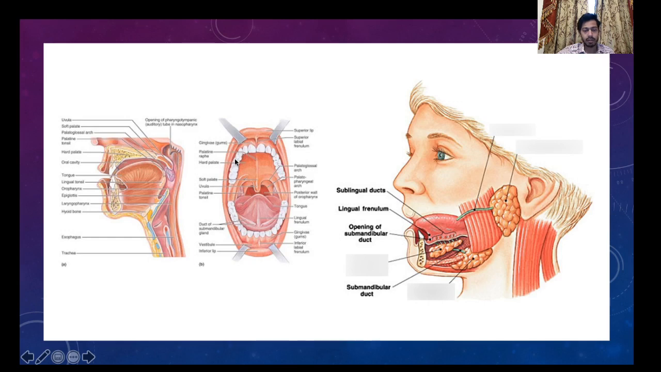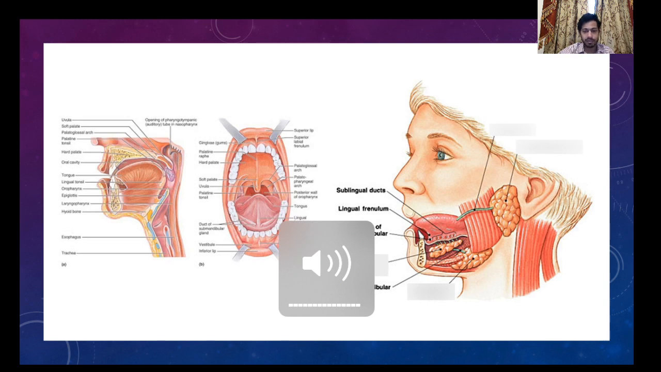What I haven't added in this slideshow is actually the external aspect of the mouth as well, because I think learning features such as the angle, philtrum, etc. is quite a basic but prerequisite piece of knowledge that you should have. So I'm sorry that's not added.